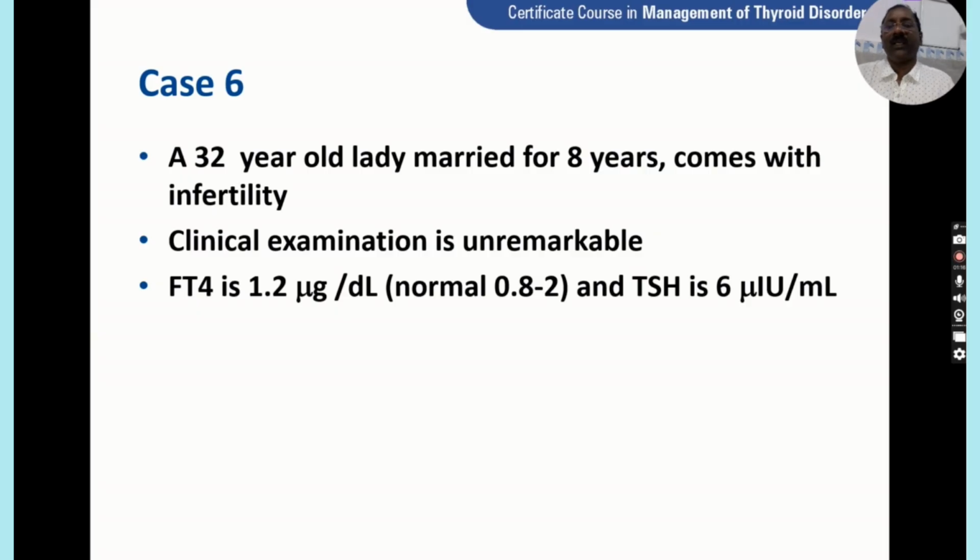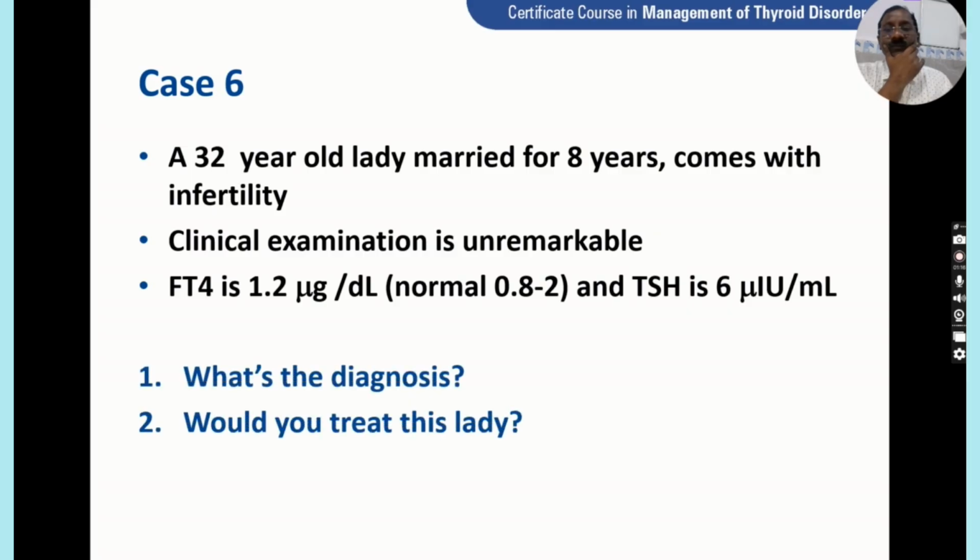Good, subclinical, because T4 is normal here. T4 is normal, but TSH is more than 5. So subclinical hypothyroidism. So common with infertility. So what is the diagnosis? Subclinical hypothyroidism. So how do you treat? What is the indication to treat here? The indication to treat here is infertility.